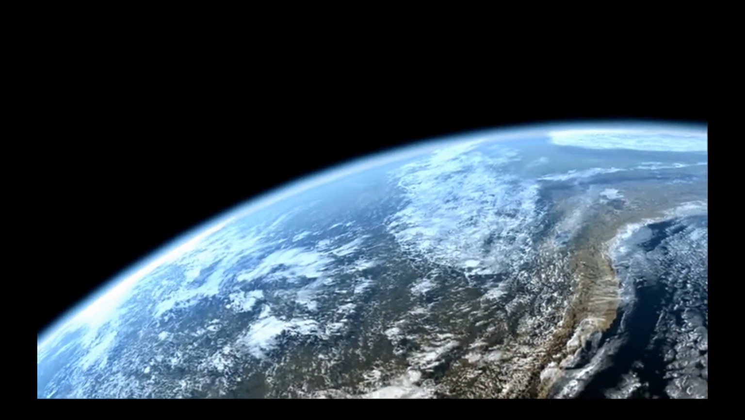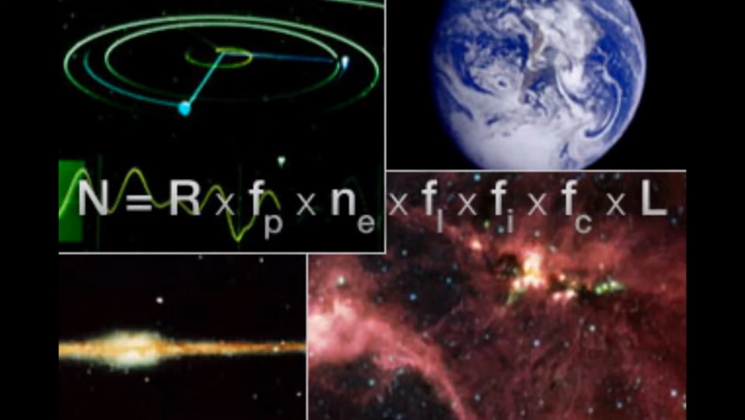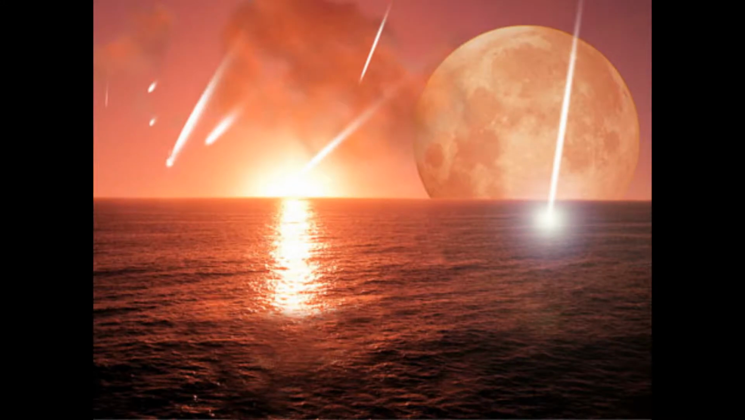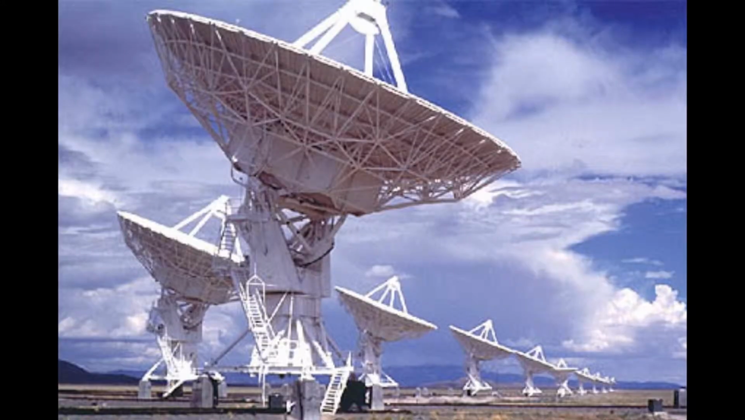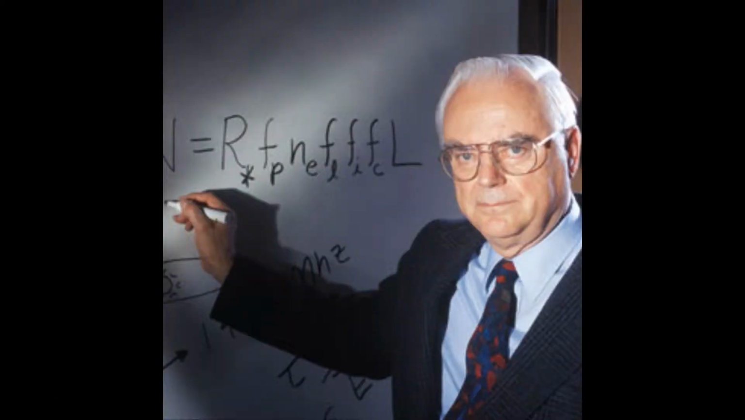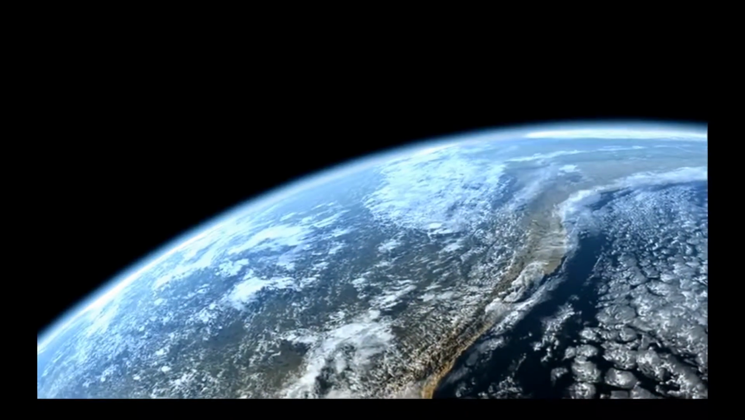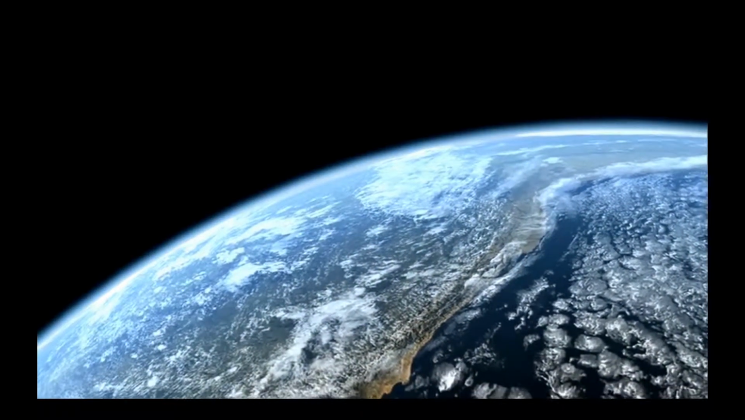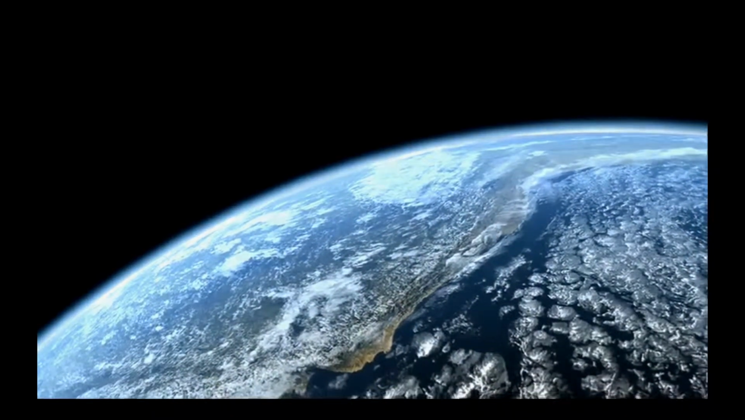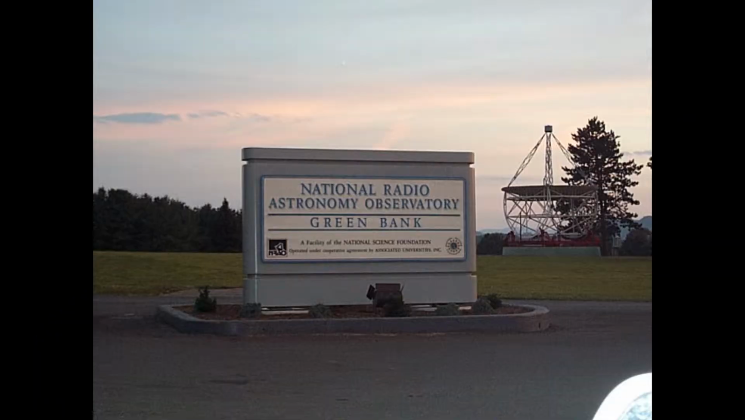Let us begin with the Drake equation. The Drake equation is an equation used to estimate the number of detectable extraterrestrial civilizations in the Milky Way galaxy. It is used in the search for extraterrestrial intelligence, aka SETI. The equation was devised by Frank Drake, Emeritus Professor of Astronomy and Astrophysics at the University of California, Santa Cruz. In 1960, Frank Drake conducted the first search for radio signals from extraterrestrial civilizations at the National Radio Astronomy Observatory in Green Bank, West Virginia.